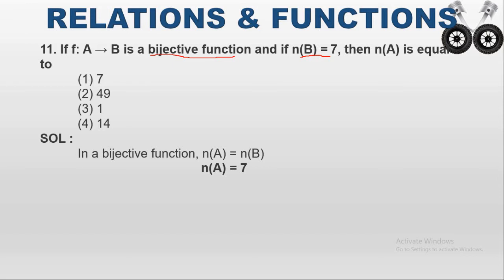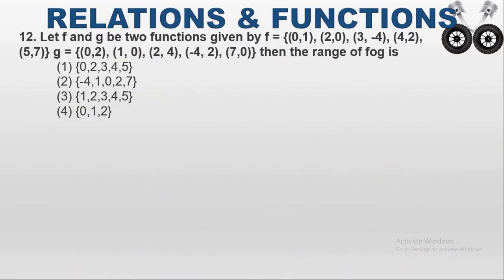That means if the number of elements in B is 7, then the number of elements in A is also 7. So where is the 7 present? It is in option 1. So the answer is option 1, 7. Next is question number 12.